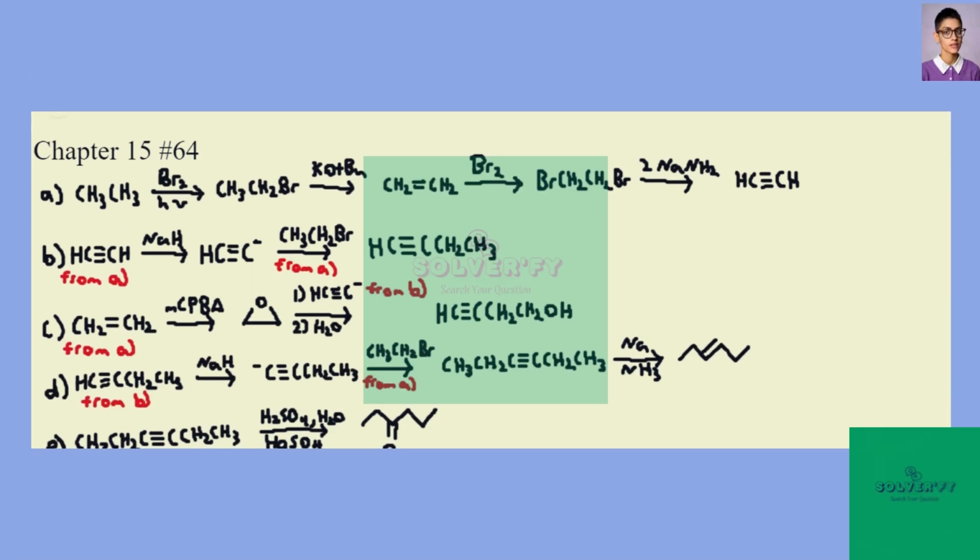This is the answer to Chapter 15, problem number 64 from the Smith Organic Chemistry textbook. This problem is asking us to synthesize 5 different molecules, starting only from ethane, and then using any reagents that we need. For A, as the problem indicates, we'll start with ethane.